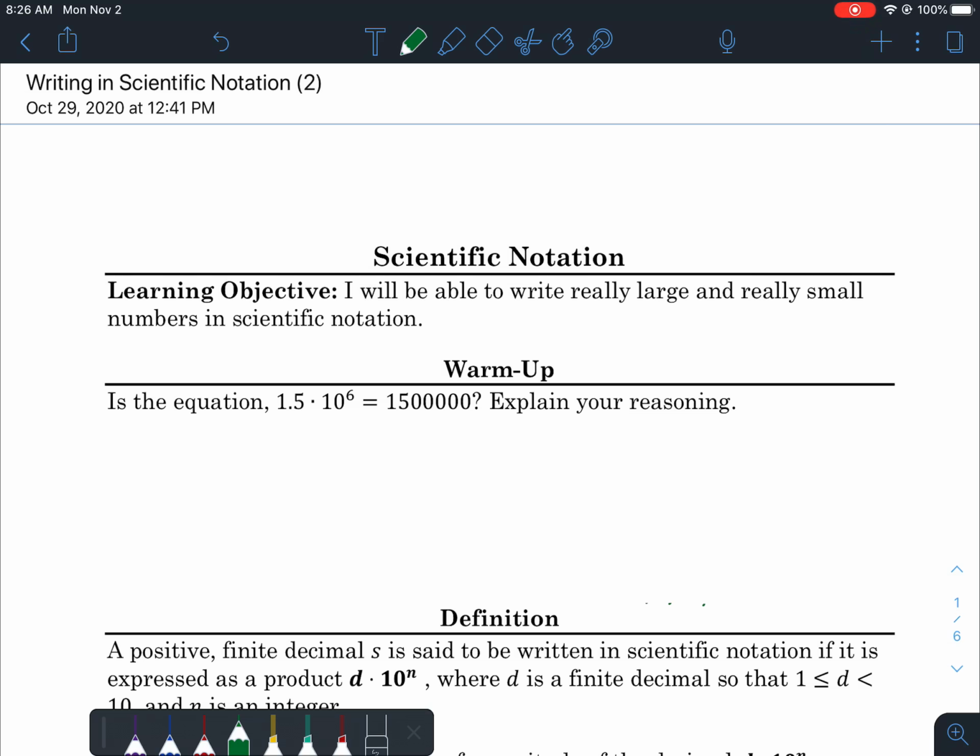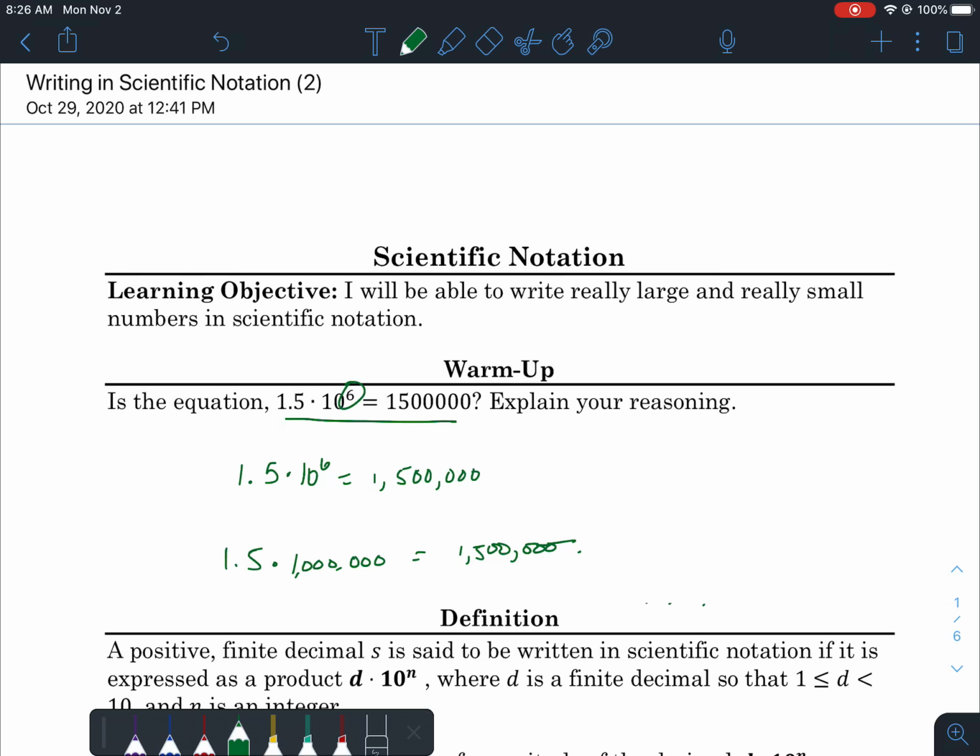Okay, so yes, it is true. So this equation is true. 1.5 times 10 to the 6th is 1,500,000. All right, we could see that by doing 1.5 times 10 to the 6th, which is 1 million. And we can use a calculator if we wanted to see that it equals 1,500,000. Excellent, very good.